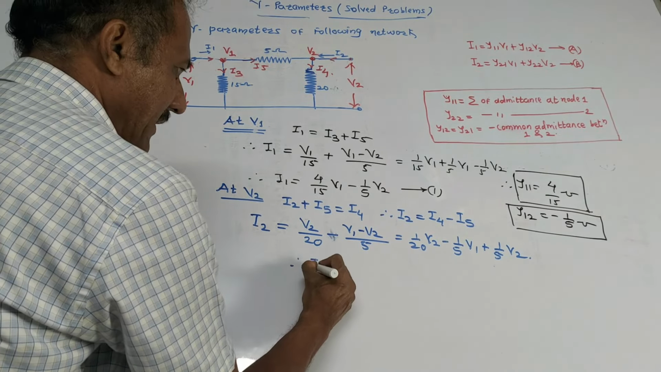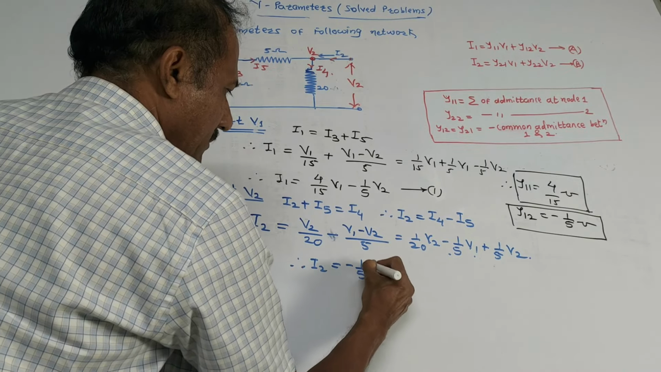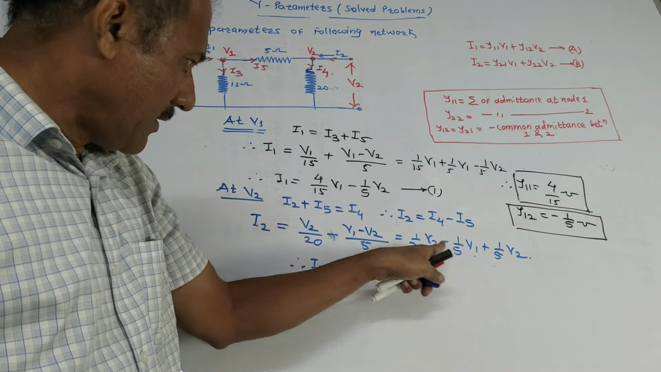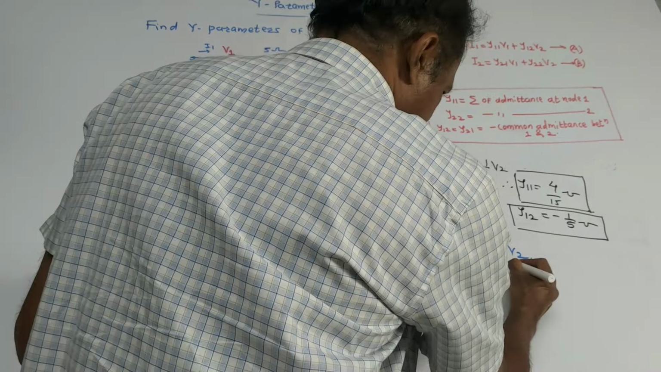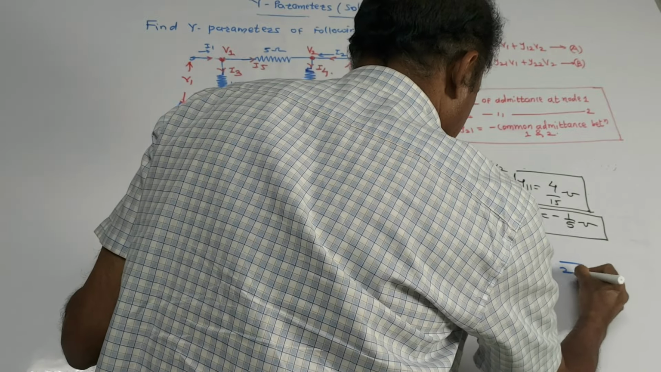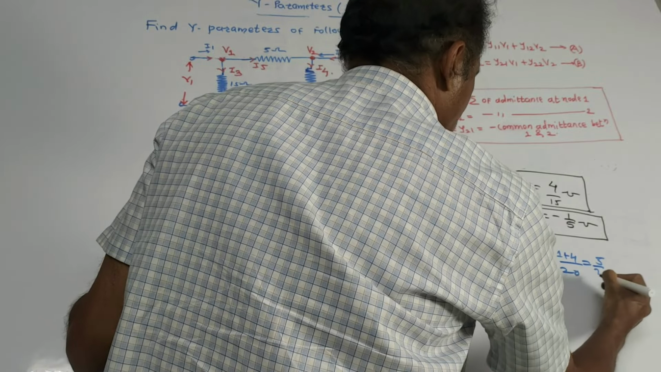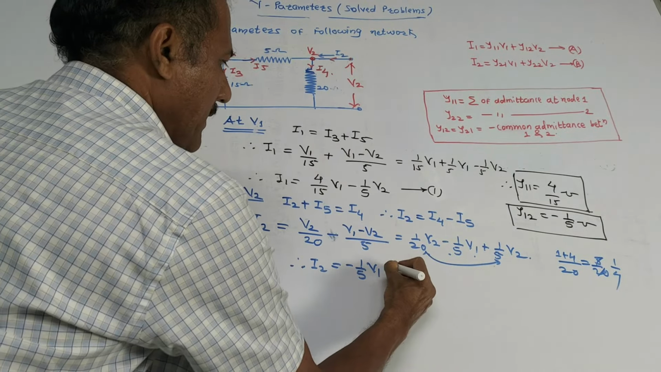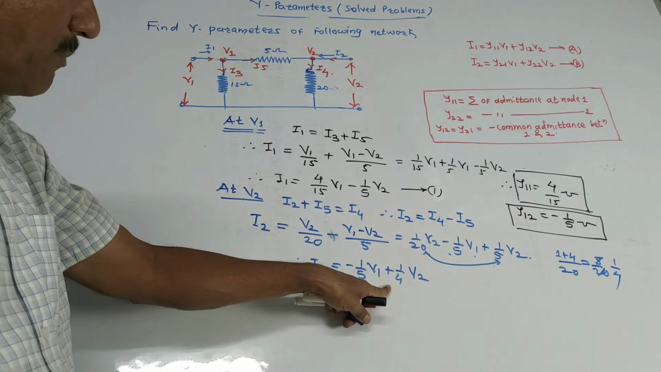So I2 is equals to, first I will write the term related with V1. So it is 1 by 5 V1. Then let us combine these two terms. So this is 1 by 20 plus 1 by 5. LCM will be 20. In the numerator we will have 1 plus 4, that is 5 by 20. So 5 by 20 is 1 by 4. So it is plus 1 by 4 V2. This is the equation of I2.